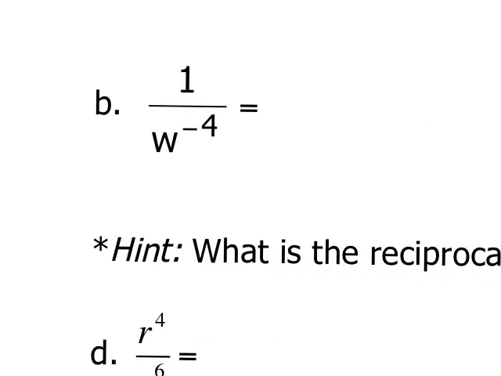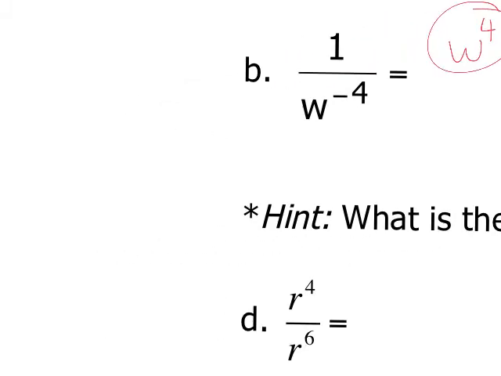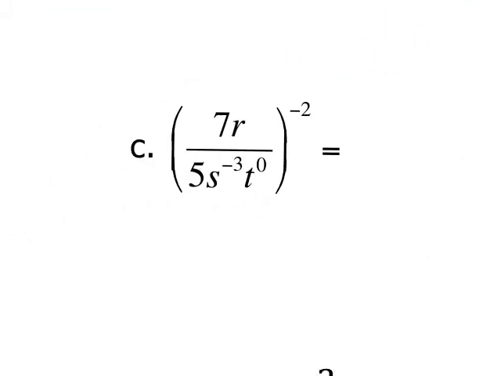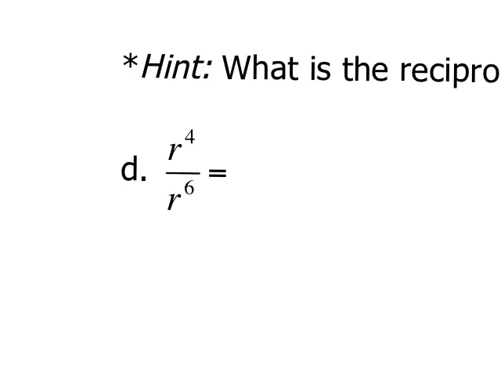1, does it stay or flip? Stays. What about w to the negative 4? Flips up to the top as w to the positive 4. Done. Okay. Don't make that one harder than it had to be. All right. C. We'll come back to C. We'll do C at the end.